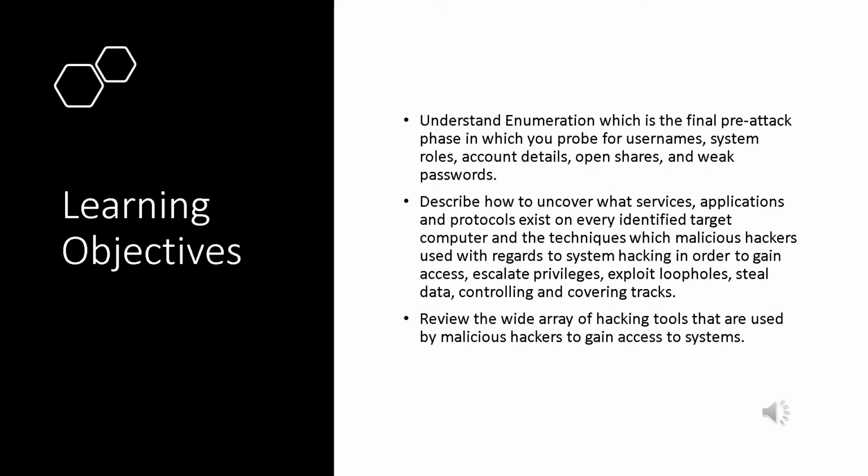Learning objectives. Understand enumeration, which is the final pre-attack phase in which you probe for usernames, system roles, account details, open shares, and weak passwords. Describe how to uncover what services, applications, and protocols exist on every identified target computer and the techniques which malicious hackers use with regards to system hacking in order to gain access, escalate privileges, exploit loopholes, steal data, control, and cover tracks. Review the wide array of hacking tools that are used by malicious hackers to gain access to systems.